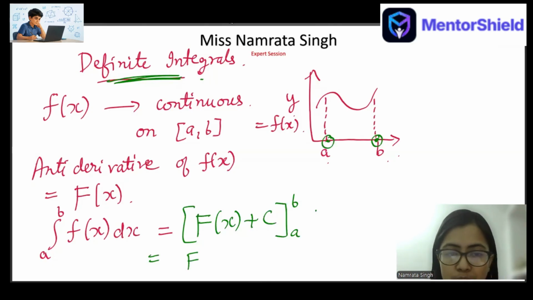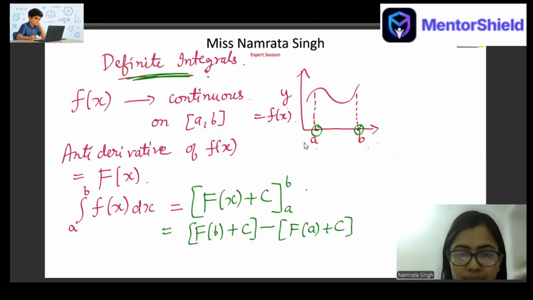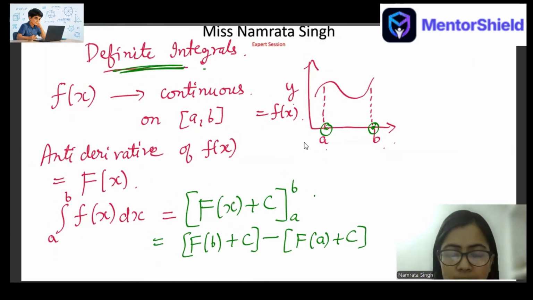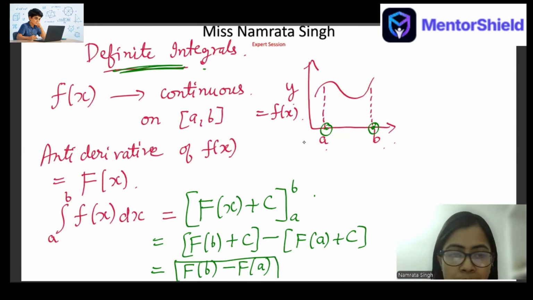So let's do it. F of b plus c minus F of a plus c. Now, let us see what I am getting. I am getting F of b minus F of a, where c and c get cancelled. So clearly we can see that in a definite integral, we do not have a constant c. It is free of that constant, and that's why I'm not putting it here, because it gets cancelled in the subtraction process. I hope you understood up to here, and then we can proceed further.